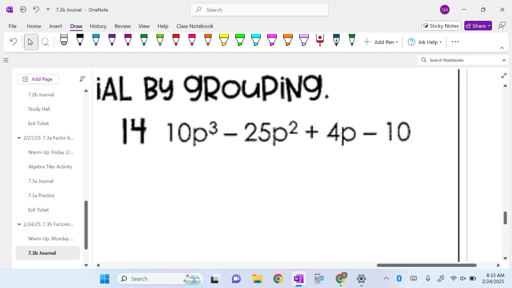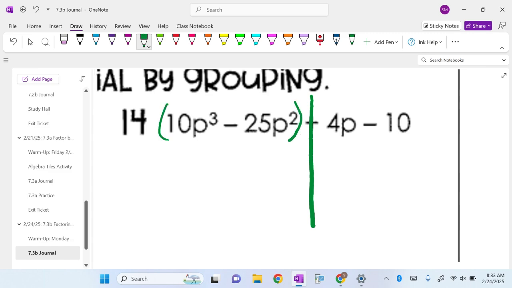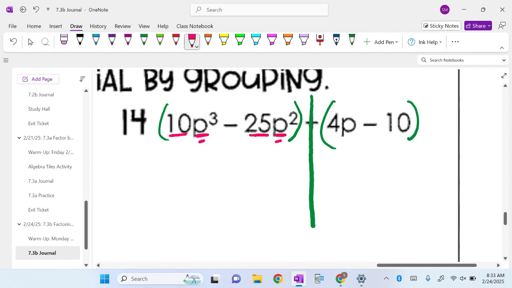Let's try this one. So first step, I make my two groups. So I'm drawing my line. So if it helps, you can also put parentheses around these. So this is the first group. This is the second group. All right. What do you think my GCF is of my first group? Yeah. So if it helps, break it apart into the constants and the variables.